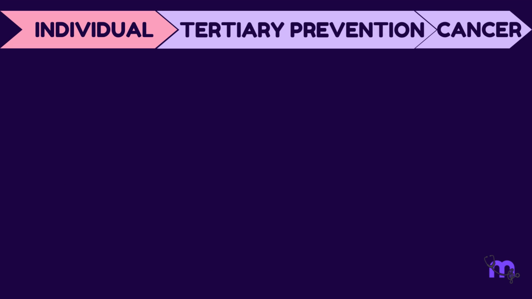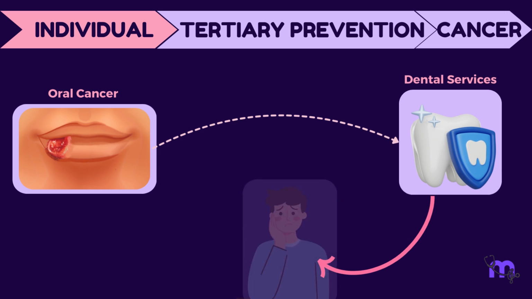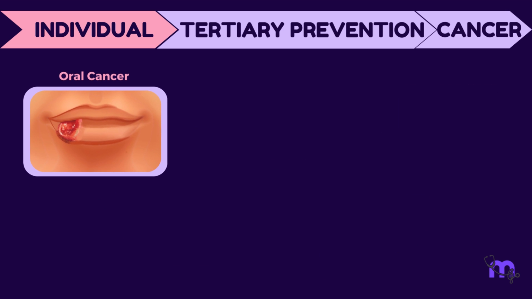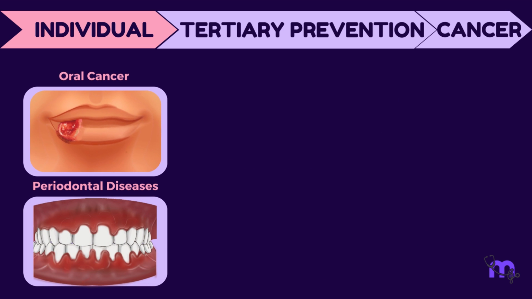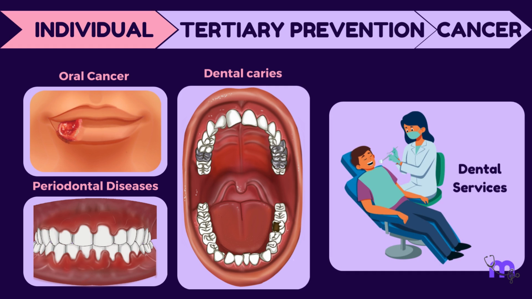In cases where a disability has occurred, for example, the lips are completely affected by oral cancer, utilization of dental services by the individual is necessary to limit this disability. The same is the case with periodontal diseases and dental caries. Utilization of dental services is also equally important for rehabilitation in all three cases.